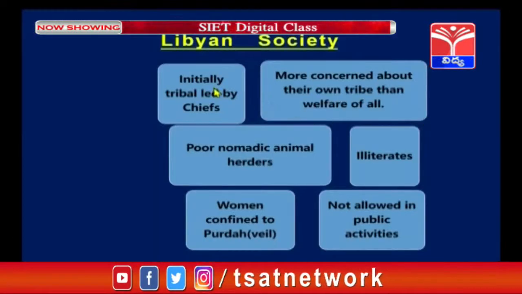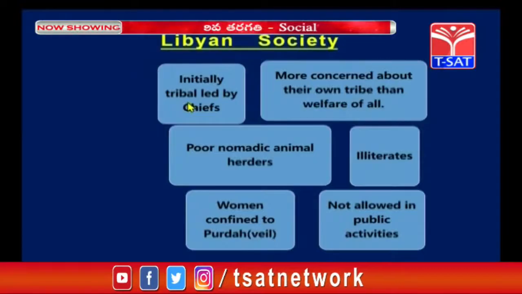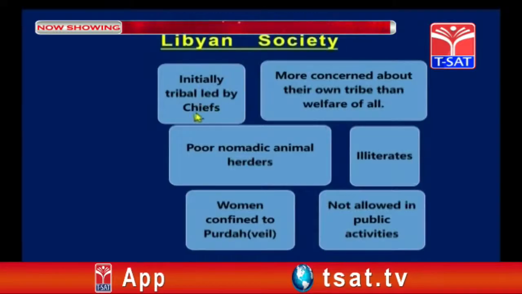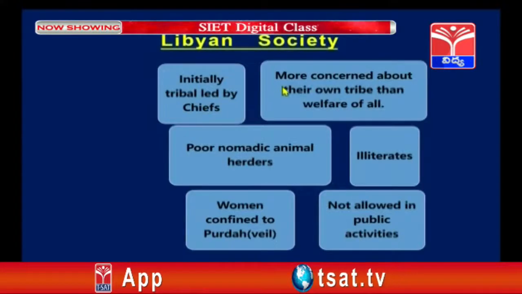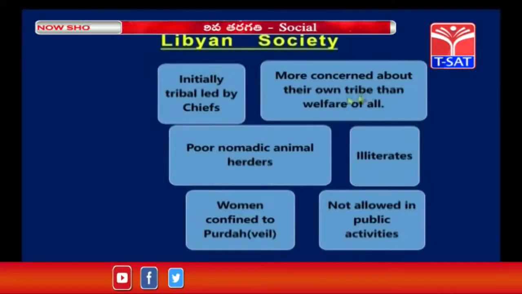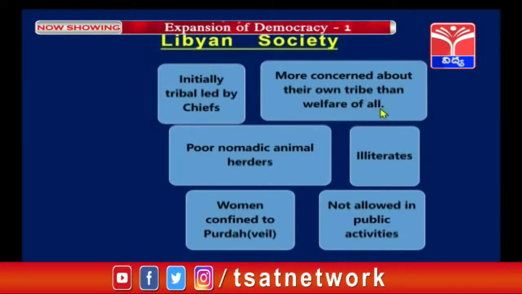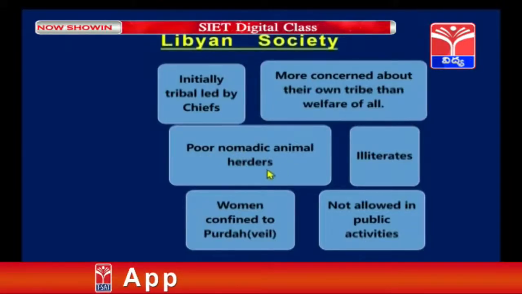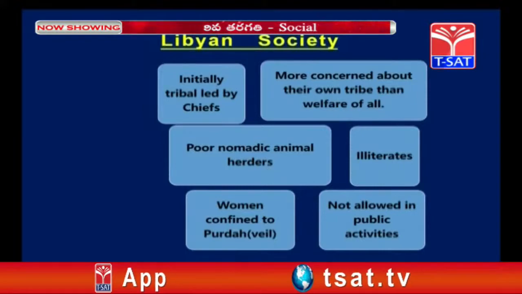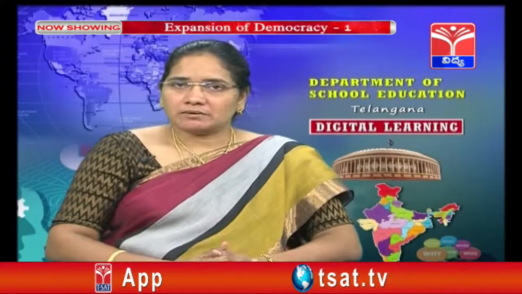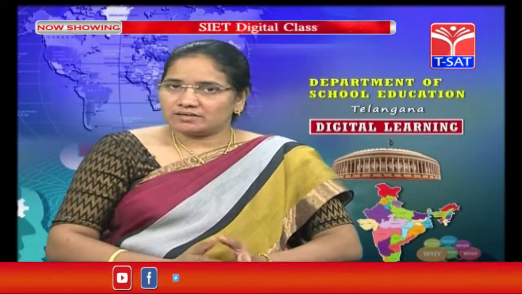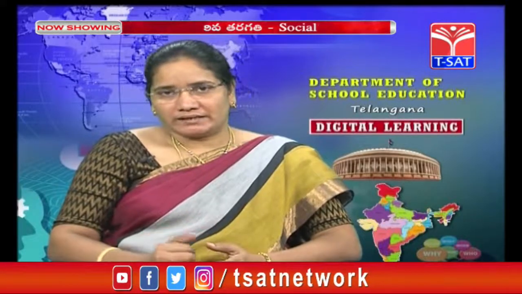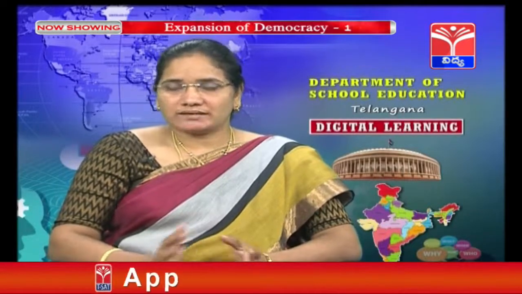Initially, in Libyan society, as I already told you, there were many tribes. These tribes were led by tribal chiefs. And all these tribal people were more concerned about their own tribe than the welfare of all the people. And there were very poor nomadic animal herders. Children, what is the meaning of nomadic? Nomadic life means the people don't settle in one place. They will be moving from one place to another. Okay, the animal herders. Herders means the people who rear the animals.